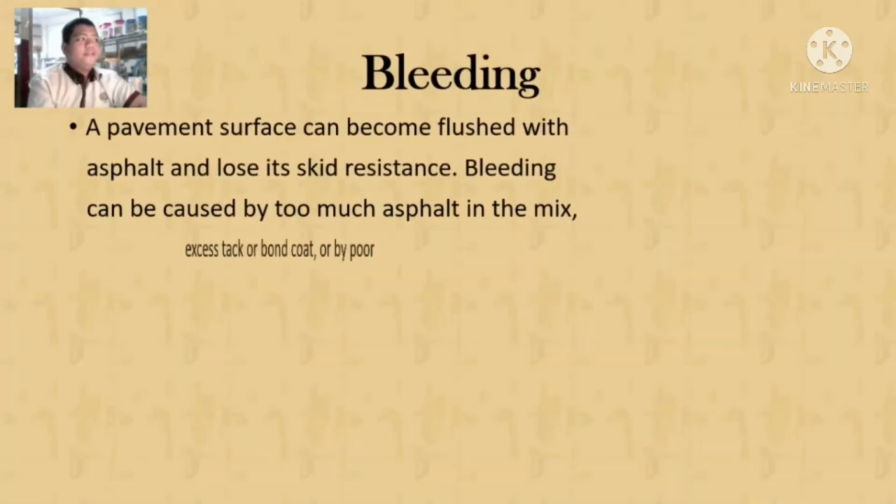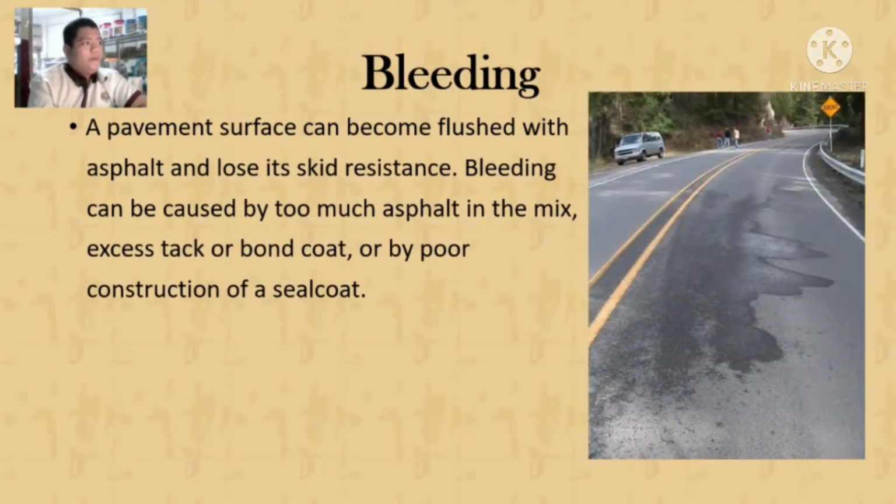Last is bleeding. A pavement surface can be flushed with asphalt and lose its skid resistance. Bleeding can be caused by too much asphalt in the mix, excess tack or bond coat, or by poor construction of a seal coat.